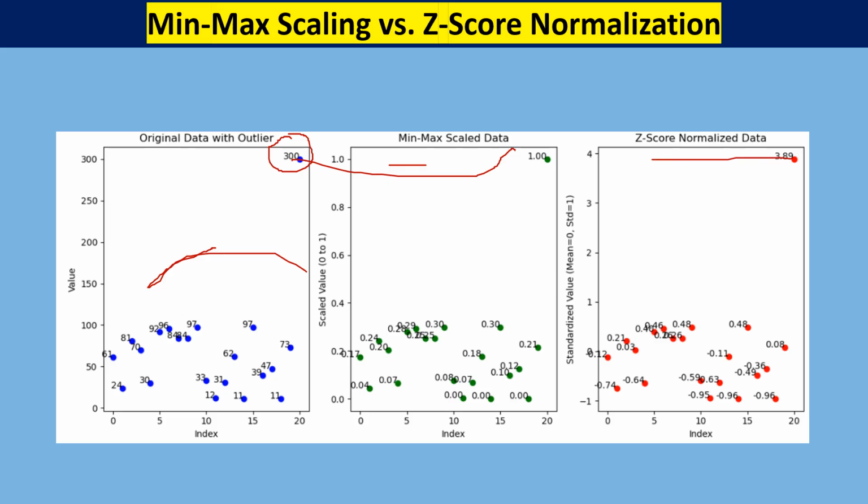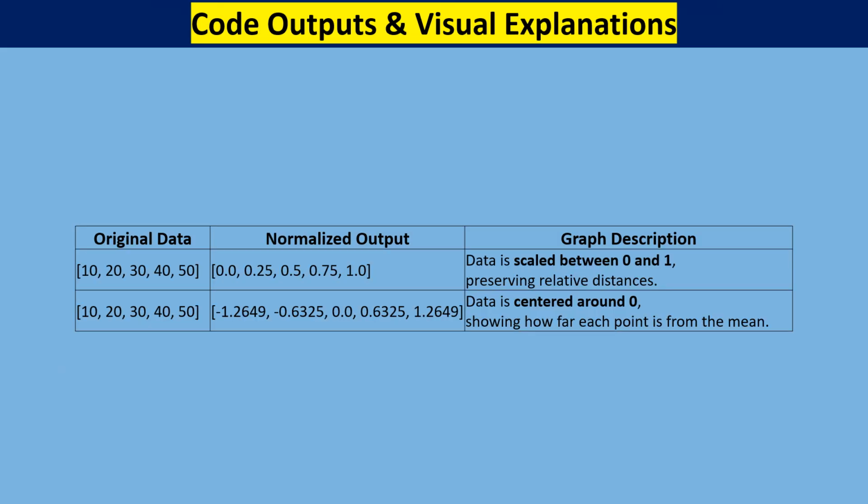Z-score normalization centers the data around 0 with a standard deviation of 1. Most values stay close to 0, while the outlier 300 is far above the rest. Unlike min-max scaling, the relative spacing between values is preserved. Outliers don't compress the other values, making this method better for datasets with extreme values. Code output and visual explanations.